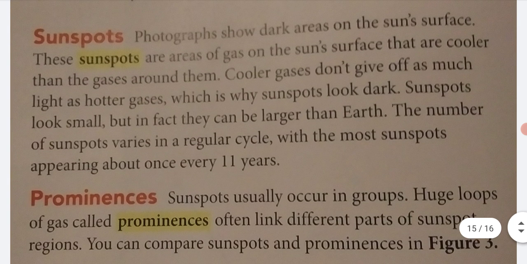Sunspots. Photographs show dark areas on the Sun's surface. These sunspots are areas of gas on the Sun's surface that are cooler than the gases around them. Cooler gases don't give off as much light as hotter gases, which is why sunspots look dark. Sunspots look small, but in fact they can be larger than Earth. The number of sunspots varies in a regular cycle, with the most sunspots appearing about once every 11 years.